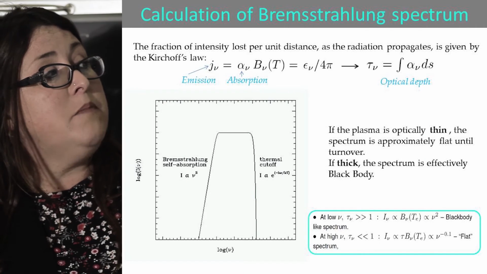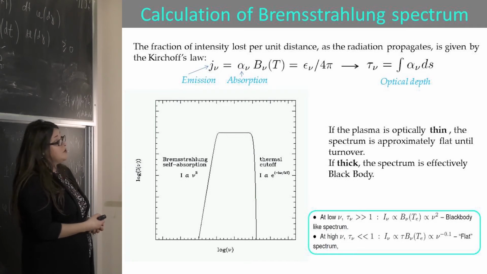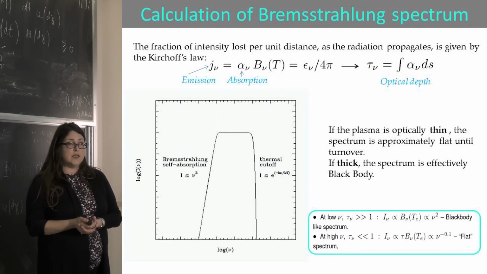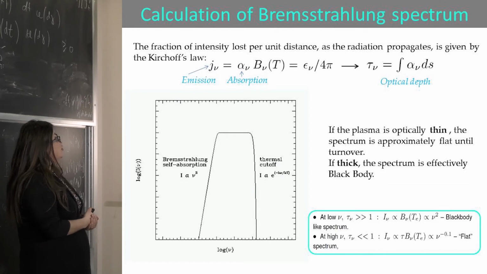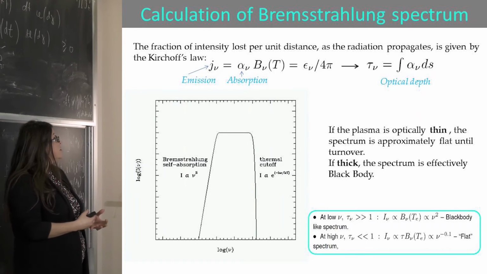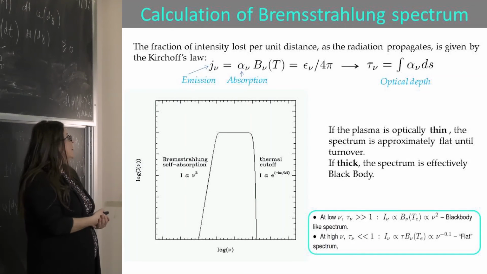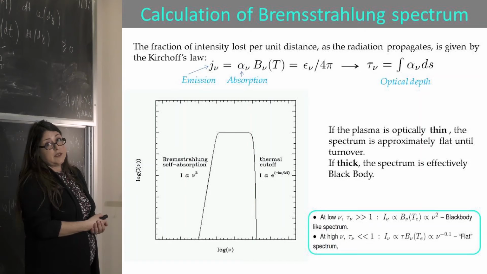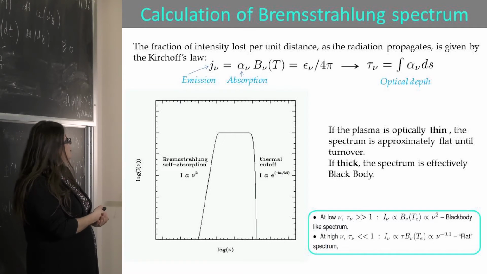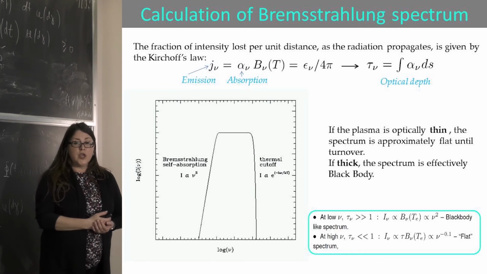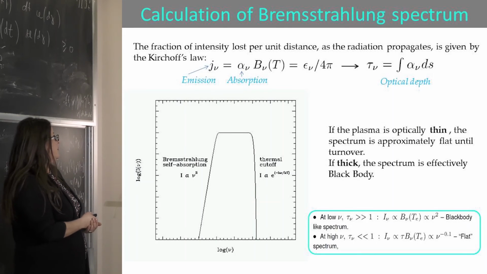To explain this part of the spectrum, you have to calculate also the contribution by absorption of radiation, which I anticipated. The fraction of intensity of radiation which is lost per unit distance as the light propagates in the medium is given by the Kirchhoff law, which relates the emission coefficient and the absorption coefficient to the Planck function. Okay? And this is also the relation which allows to define the optical depth for a medium.